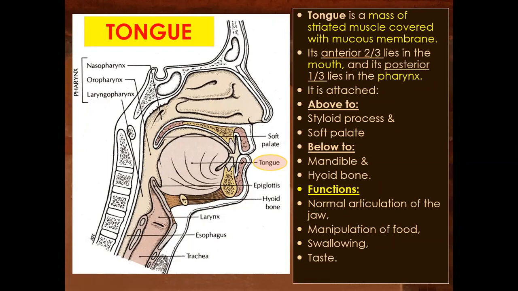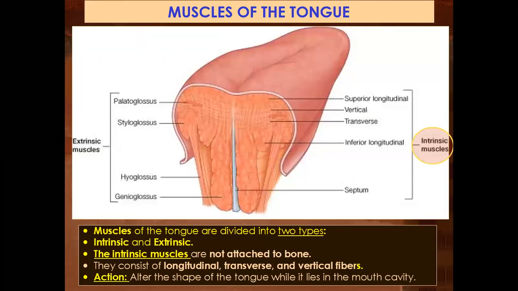A very important function is taste. All the taste buds are on the tongue. And also in speech, even though the voice box is in the larynx, the articulation of the tongue helps in the making of words. So it is very important in helping speech. These are some of the functions of the tongue.